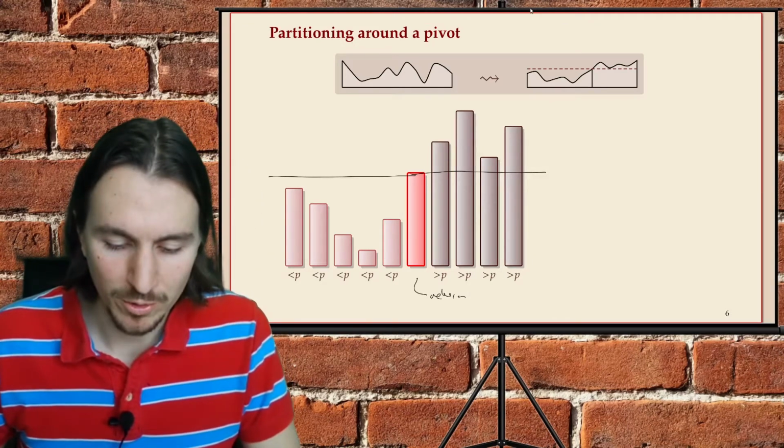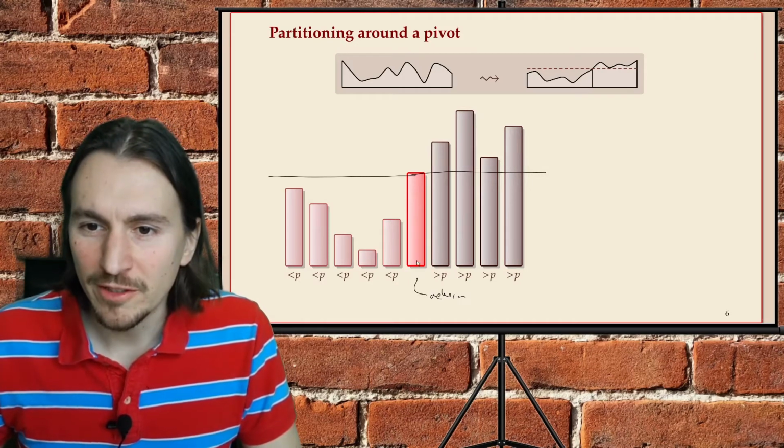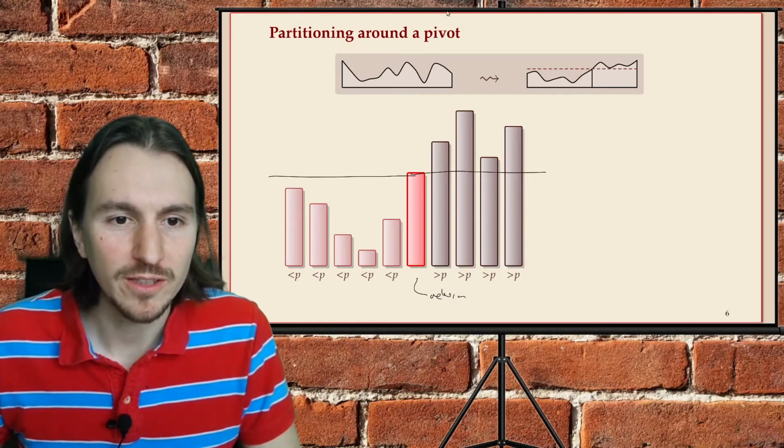That's another important part of partitioning. Because, I mean, here, this is almost in the middle, but we don't have a guarantee. It could be slightly more to the left, slightly more to the right. That's not something we know up front.